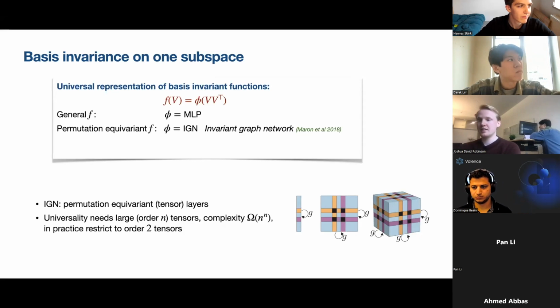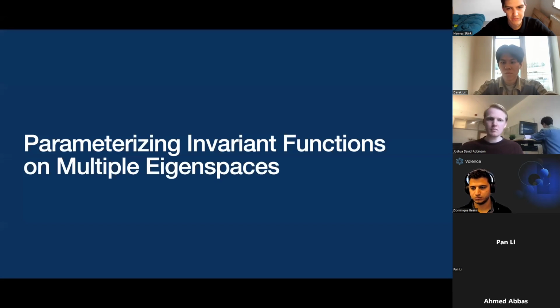That is what is required to get this theoretical universal approximation. But since it is intractable in practice, we will restrict to using only order 2 tensors, i.e. matrices. And so I'll hand over to Derek now, who will take it from here.